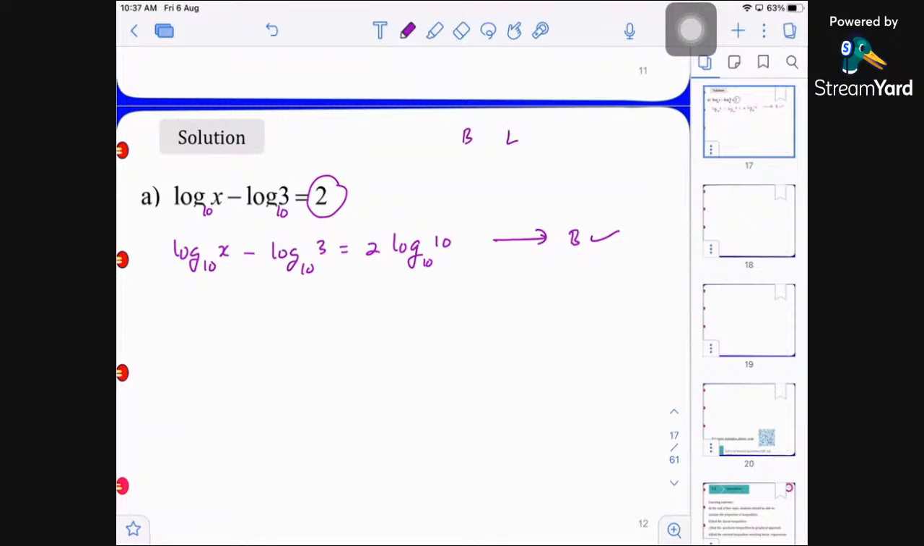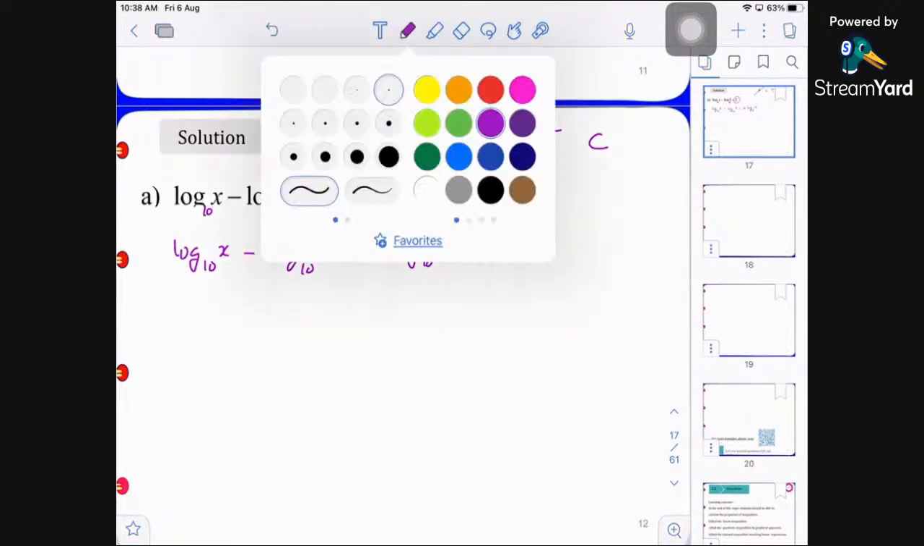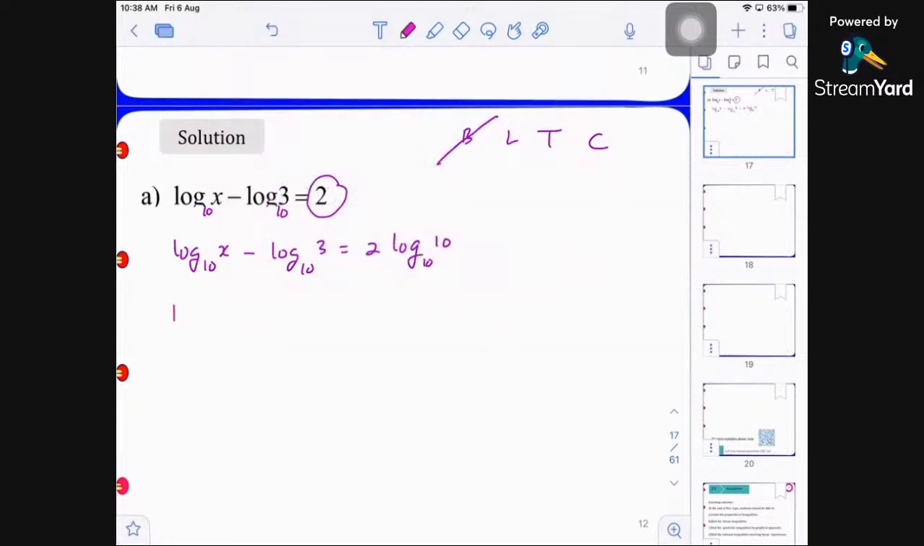B done already. Now single log. Single log already processed here. We can start. We can see here log base 10 of x, this is 1, minus 1 log base 10 of 3. The 2 brings up, so I get log base 10 of 10 squared. This also is 1. So single log also done already.